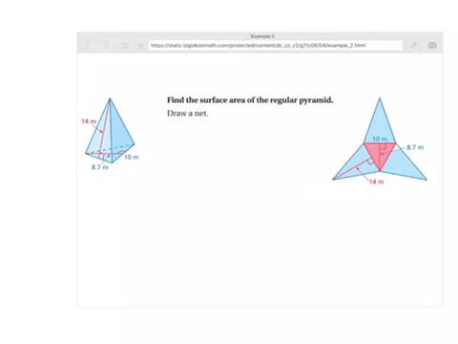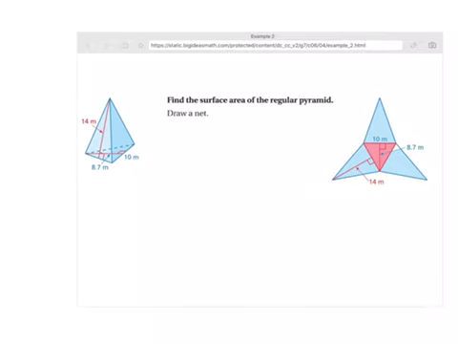Pay attention to where your measurements go when you're drawing this, guys. You see how the base side, or the base of that red base, is 10 meters, but the height of that base triangle is 8.7 meters. But then you look at the lateral side and you see the slant height on that one is 14. So pay attention to your measurements when you sketch this as a net.